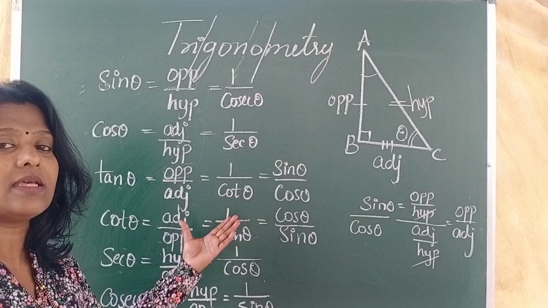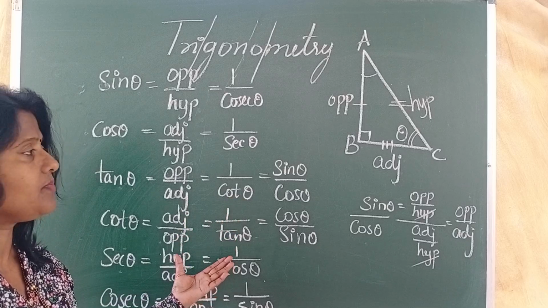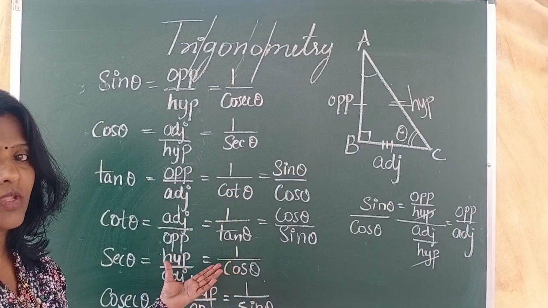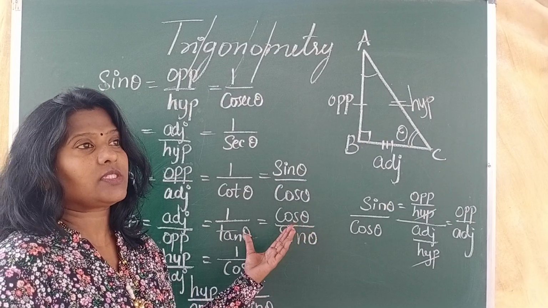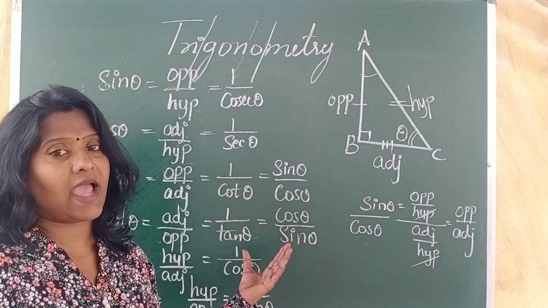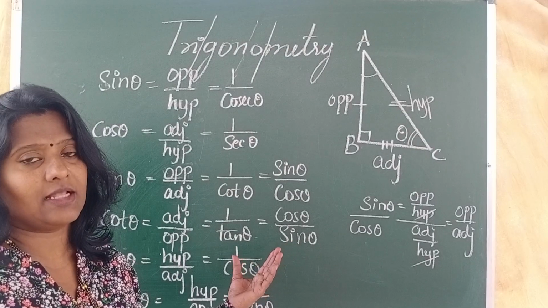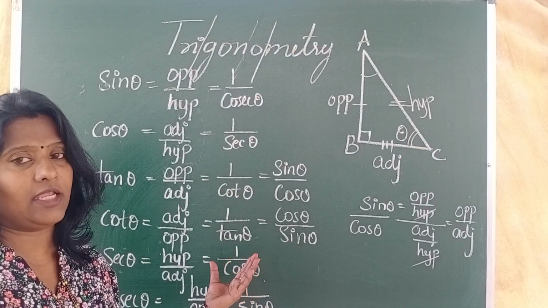Okay, so these are the basic things in trigonometry. In the next class we will study about complementary angles and some specific angles of trigonometric ratios.